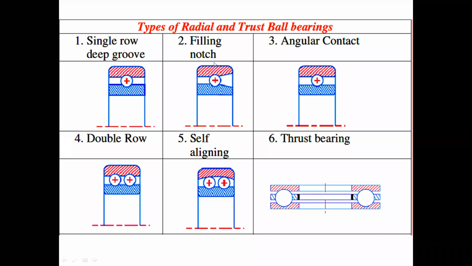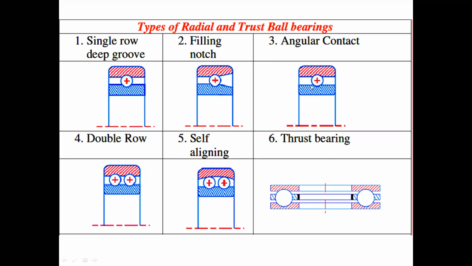Second is the filling notch. In the single row deep groove ball bearing, the balls are provided by tilting the inner race and the outer race. In this filling notch type of bearing, you'll find that there is a notch and our balls are inserted through this notch. How are the balls put inside? They are put in through the notch. So this is the filling notch type of bearing.